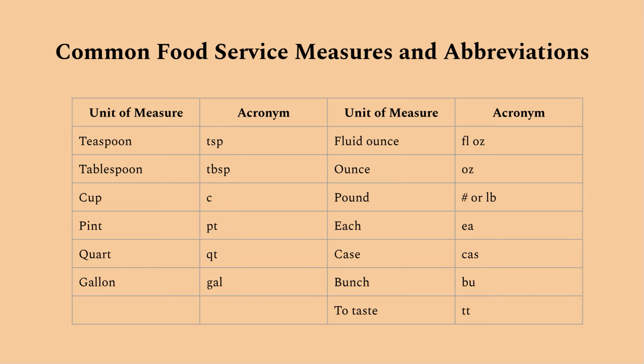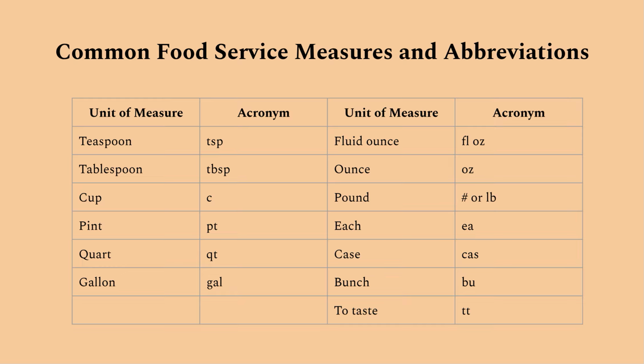Quart is labeled QT, and gallon, sometimes it is written as a capital G, but I prefer to use gal just because lowercase g is what is used to signify grams. So sometimes that's a little hard to distinguish, so I like to include the full acronym of gal. On the other side, we have fluid ounce marked as FLOZ, and our normal ounce is just OZ.